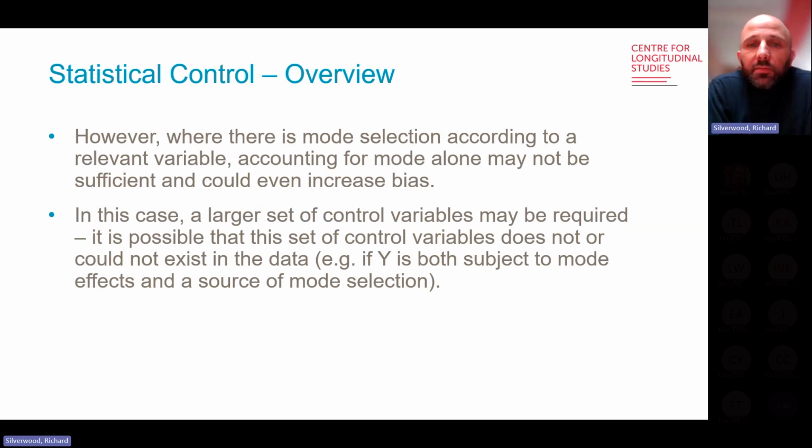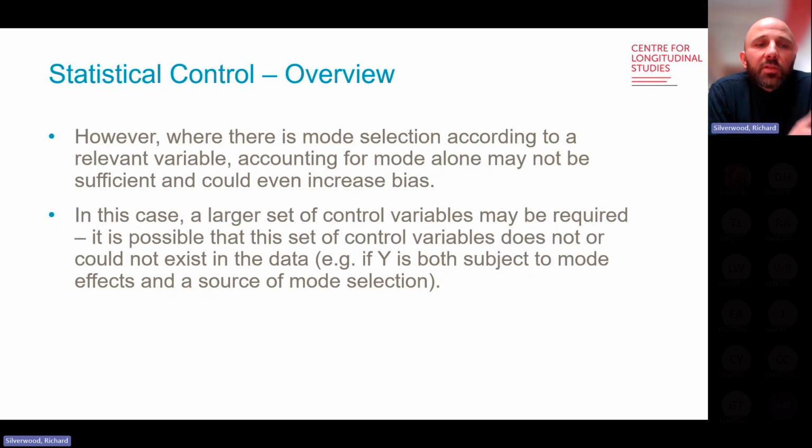So in the cases where there's mode selection according to some variables, so some variables affect the selection into mode, just including your mode variable in your regression model or using just this variable to predict mode effects may not be sufficient, and as George has already said, may in fact increase bias. I think this is a very important point to emphasize: this simple approach of including your mode indicator in your regression model may not be a good idea, and it may in fact make things worse.